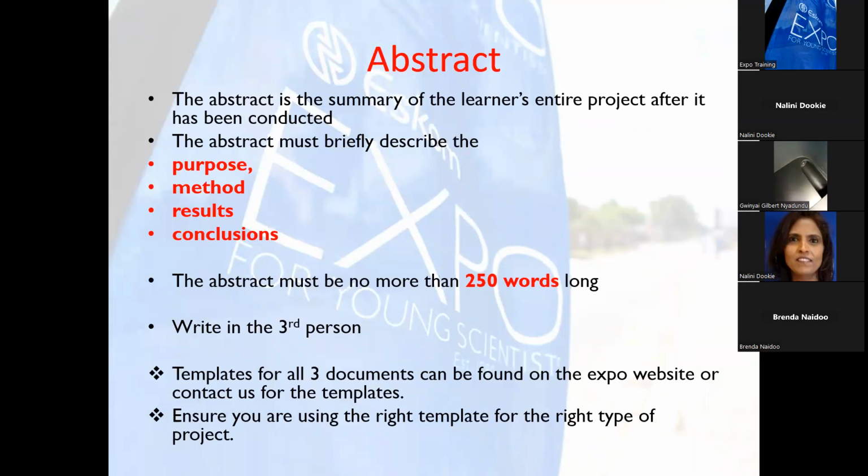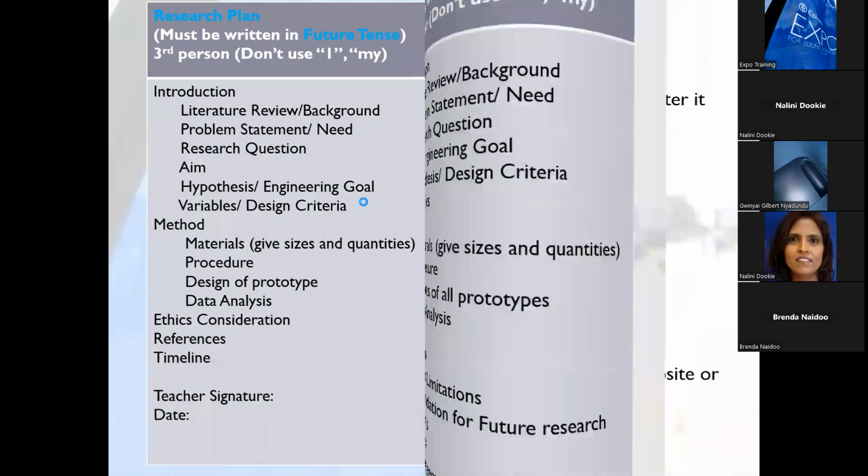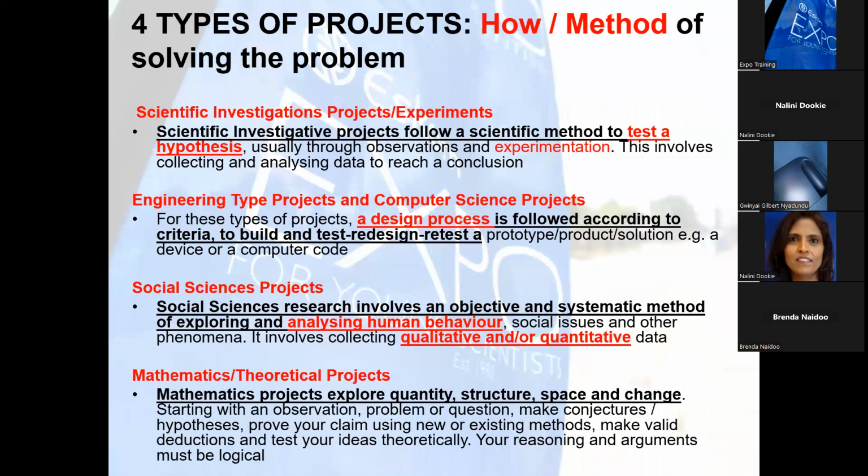The abstract is done at the end. Going back, the research plan is done at the beginning because it's a plan. It's in future tense. And remember, we did talk about the research. All the written work should be done in third person, where we must avoid using I and my, right? In all of the written work, from the research plan, report, abstract.